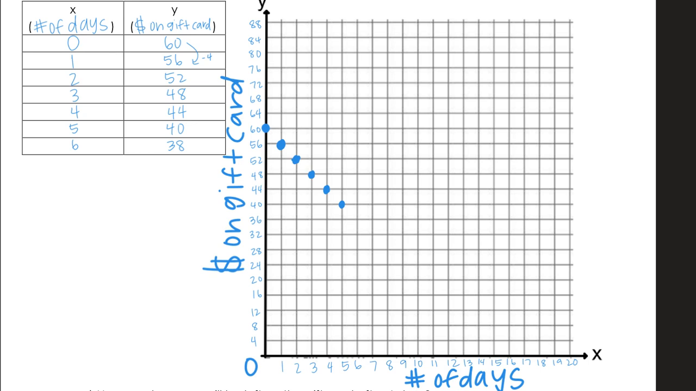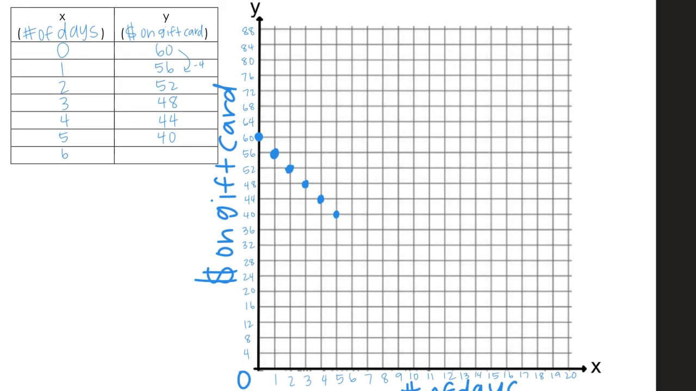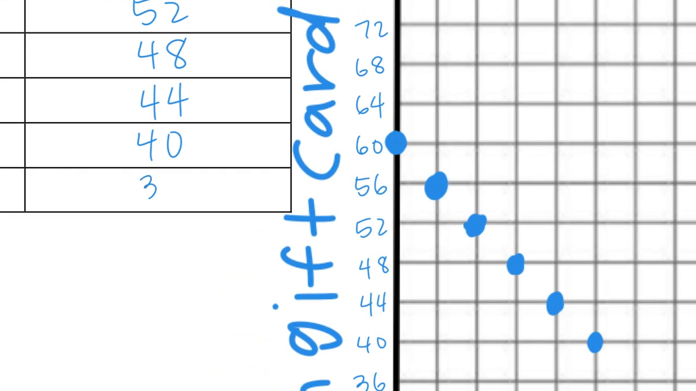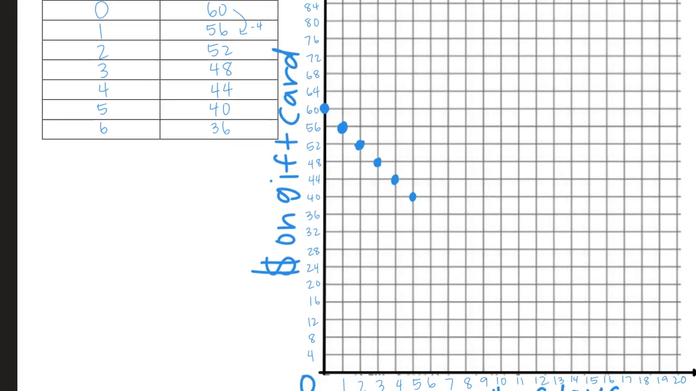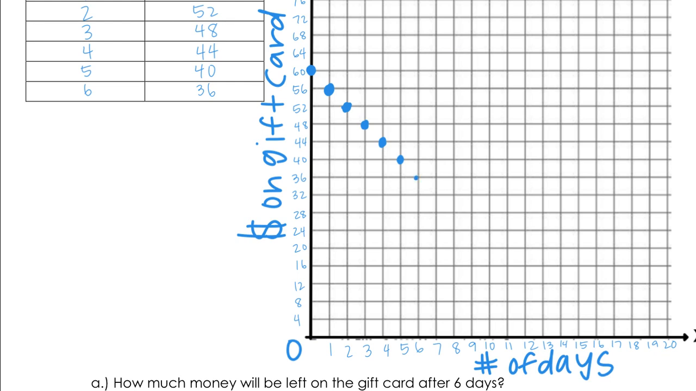Oh, I think I put my point wrong. Let me fix that. We were at 36. I subtracted wrong on my table here. Okay, so 6, we were at 36.